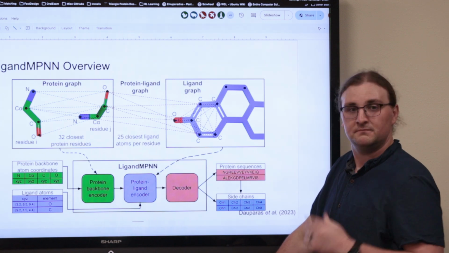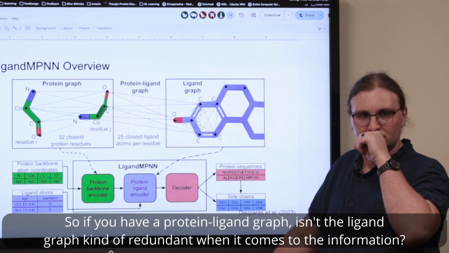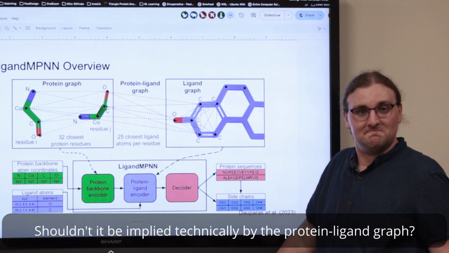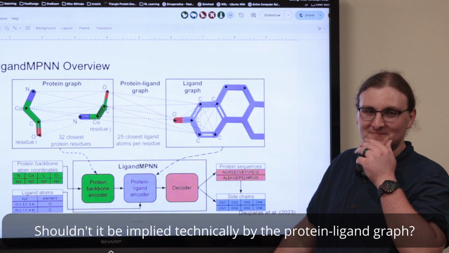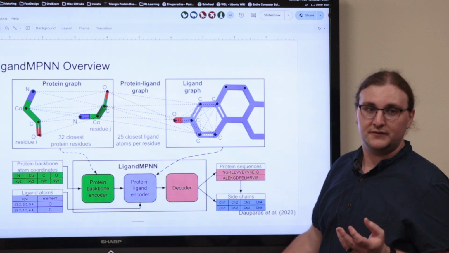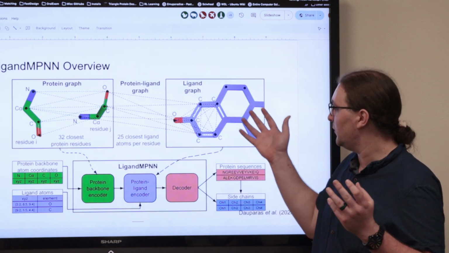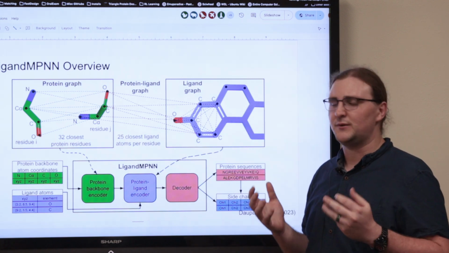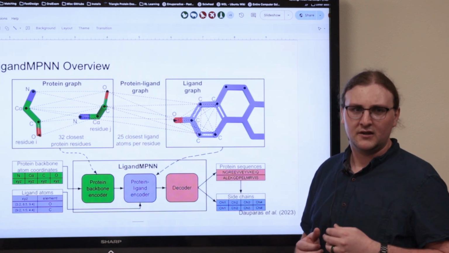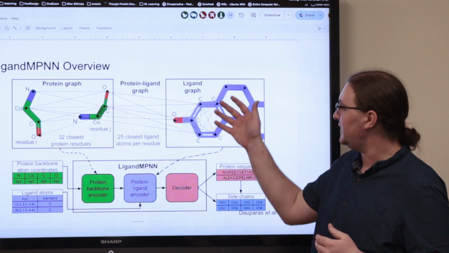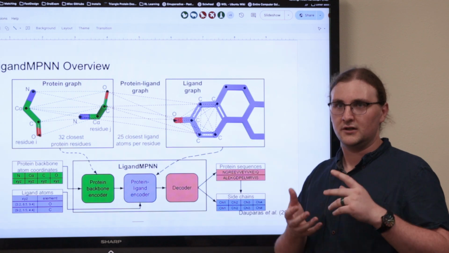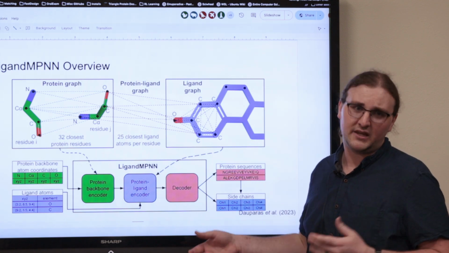If you have the protein ligand graph, isn't the ligand graph kind of redundant when it comes to the information? Shouldn't it be implied technically by the protein ligand graph? It can be, certainly. But maybe by adding these extra nodes into this hypergraph or whatever we're building, we can have some extra expressivity, extra complexity to our model that may teach us something extra about it. I agree, it could probably learn it if we excluded the ligand graph, but maybe, like we mentioned before, it provides that extra flow of information that may make it easier to learn.